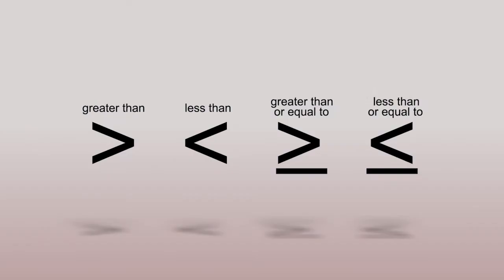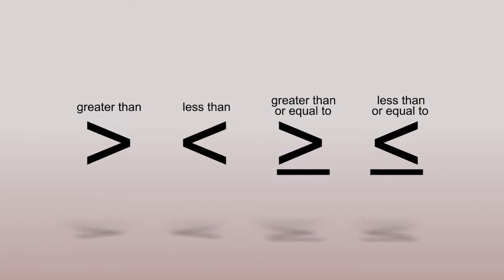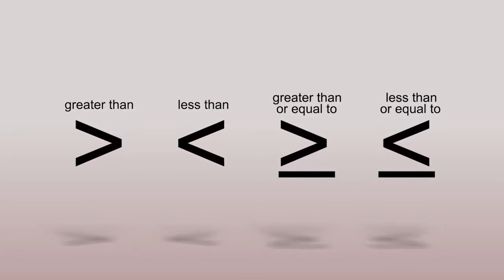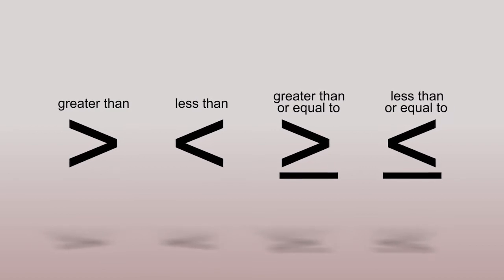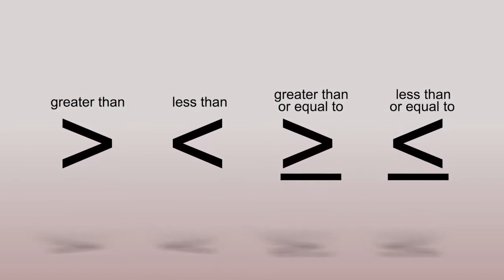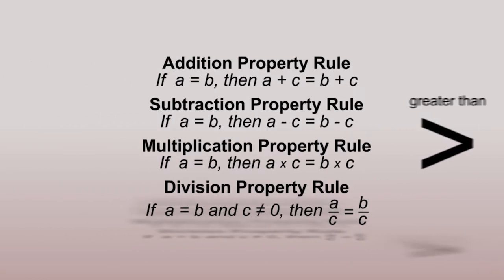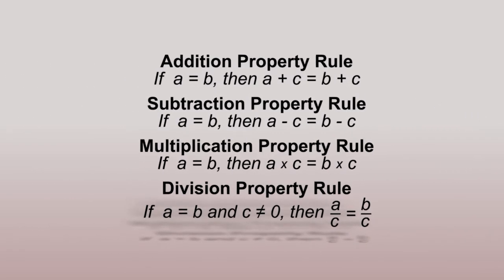An inequality is any mathematical sentence that contains a greater than, less than, greater than or equal to, or less than or equal to symbol instead of an equal symbol. Solving an inequality is done by isolating the variable on one side of the inequality. In order to solve inequalities, there are a few rules that you have to remember.